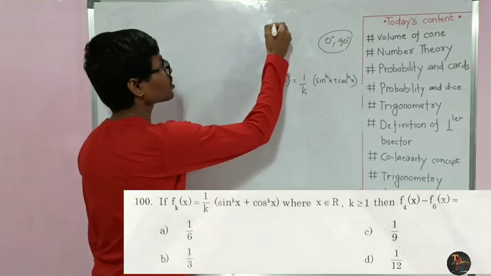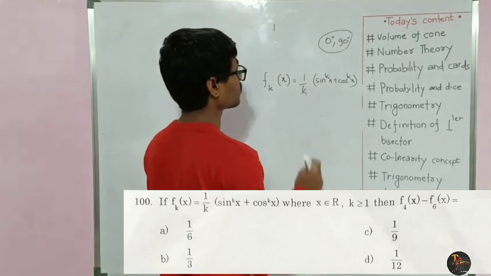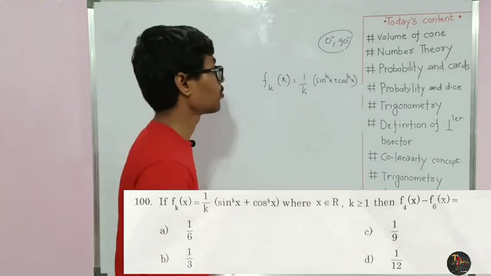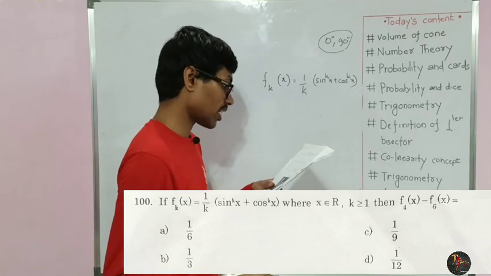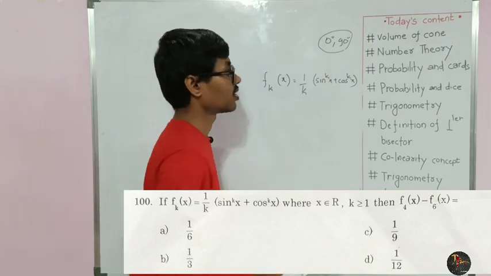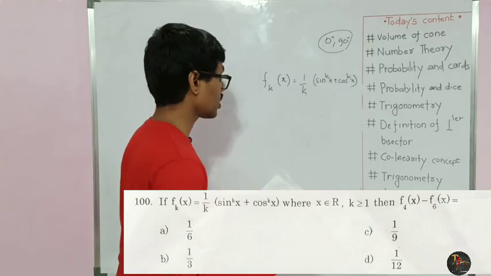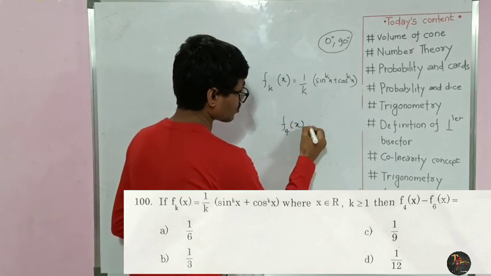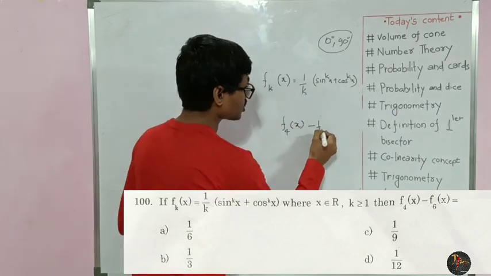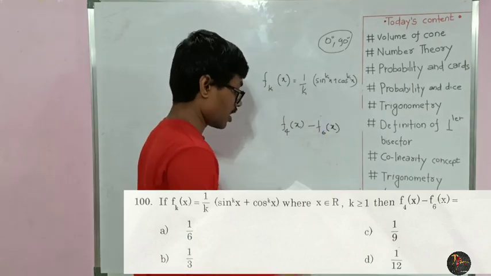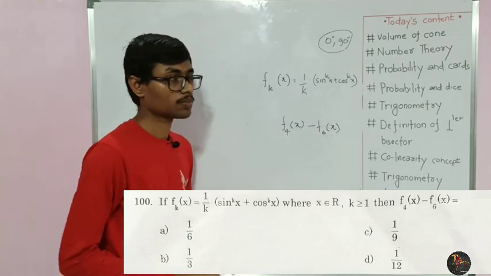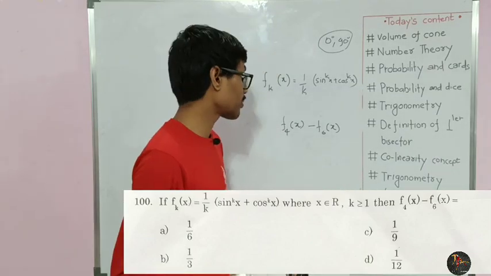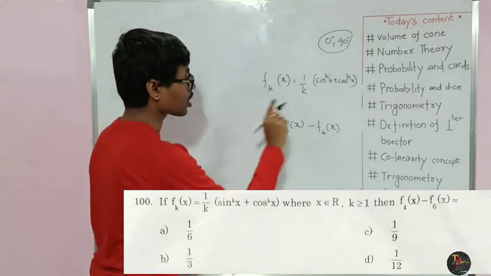Sin 90 is equals to 1, sin 90 1, cos 90 0. So 1 and 0 are most simple value. Now they have asked that k is greater than 1, and they have asked us to find f4 of x minus f6 of x, and the options are constants. Options are 1 by 6, 1 by 3, 1 by 9 and 1 by 12. Option is not depending upon x.